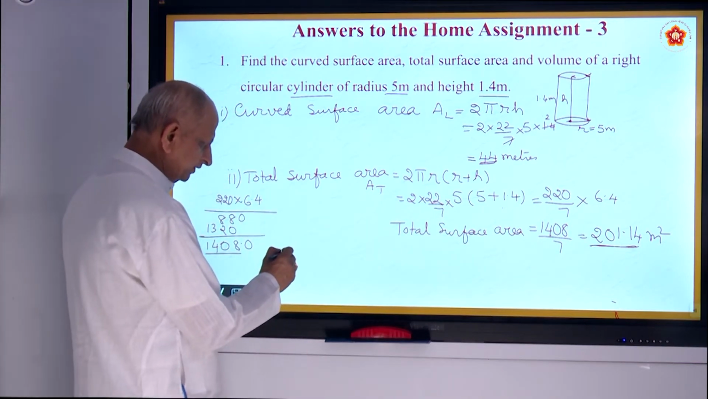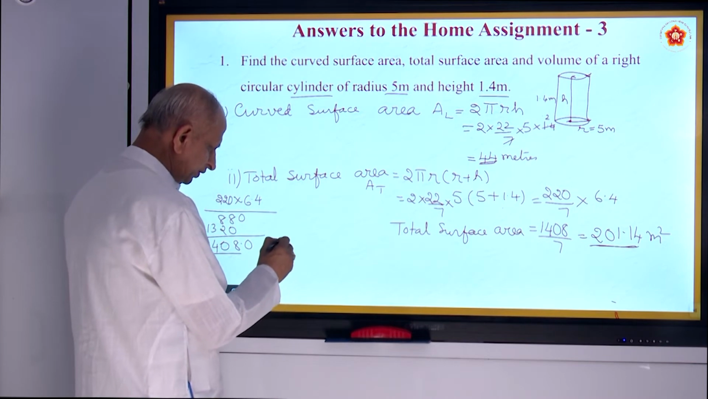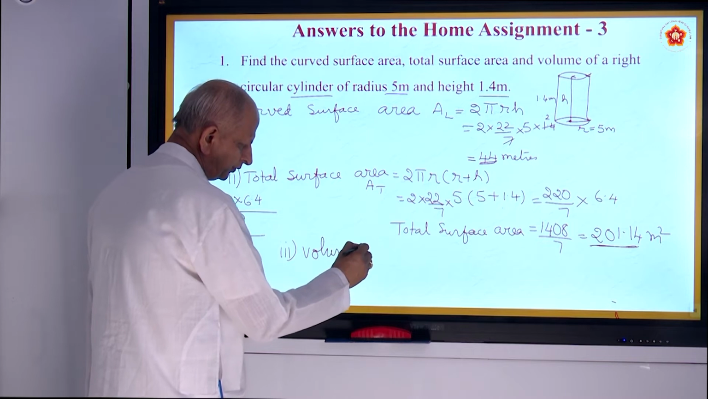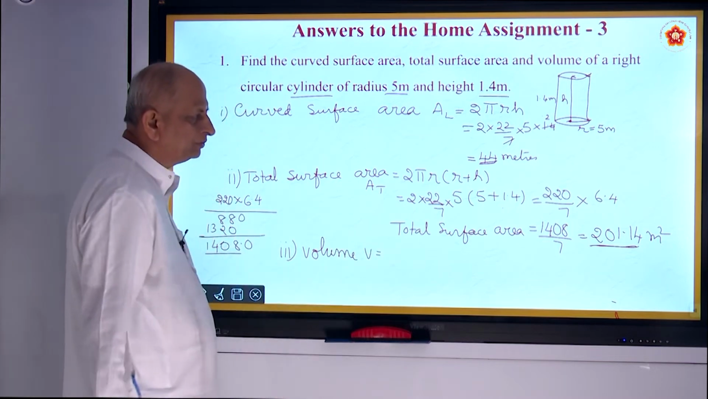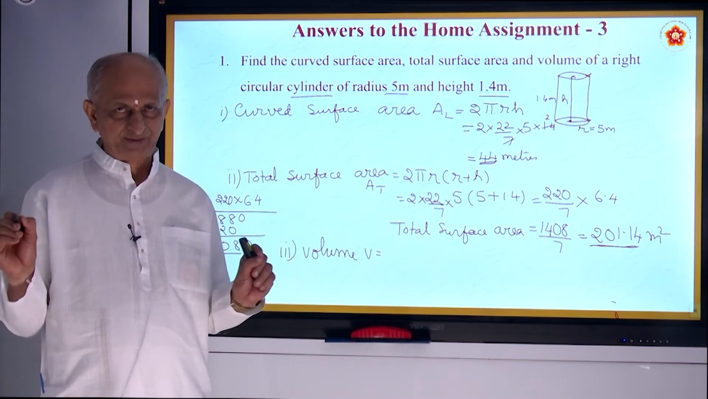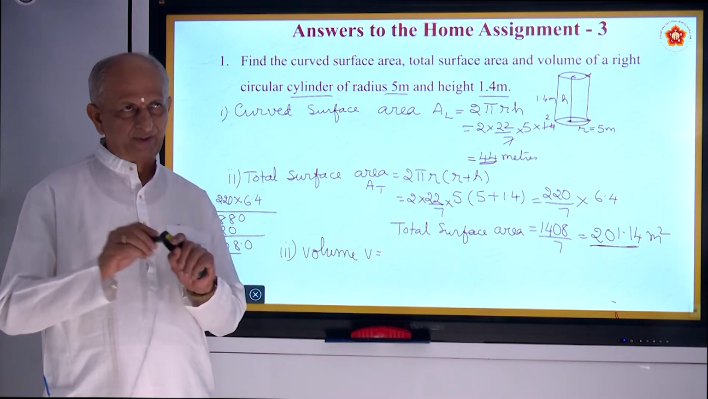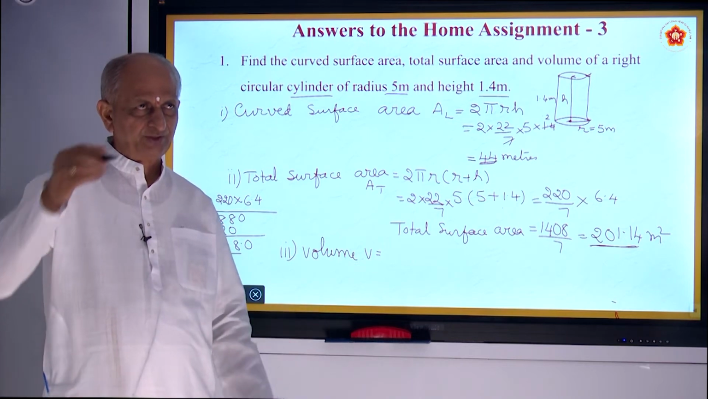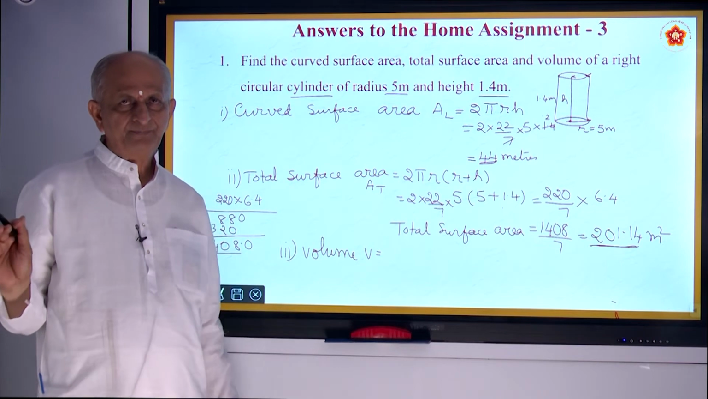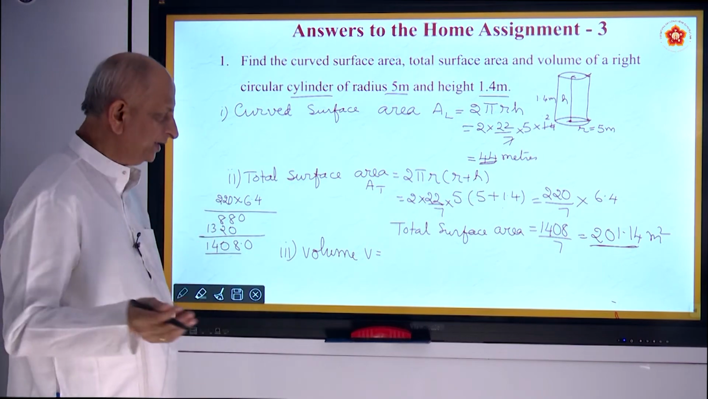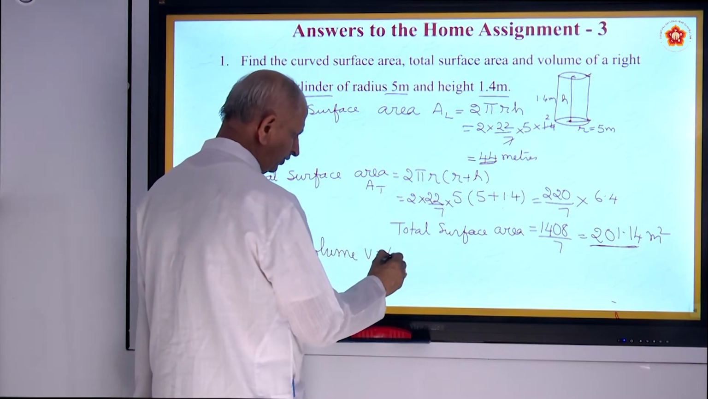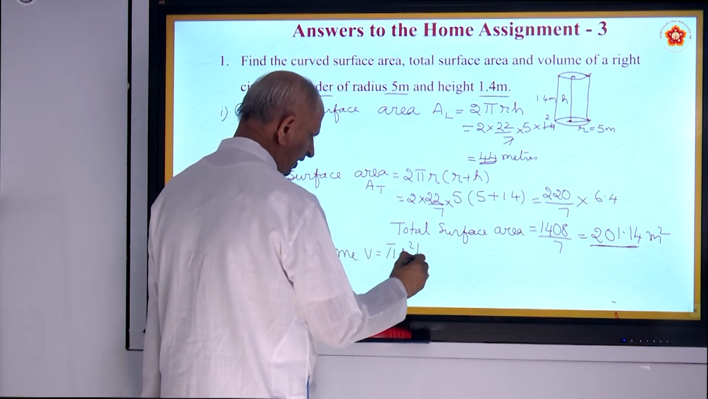Lastly, but not the least, is volume. V is equal to... it has very good applications, you must know. Cylinders, is it not? We find a lot of cylinders. We have seen cylinders of oil, cylinders of water, and hollow cylinders and so on. So volume is also very, very important. V is equal to pi r square h.